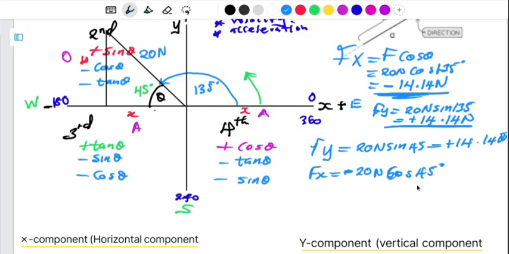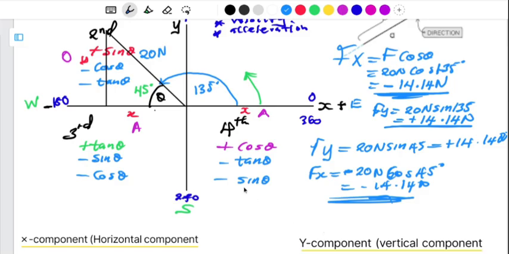Then 45. So let me just do the computation. We have negative 20, then cos 45. So I'm getting negative 14.14 newtons. So as you can see, they are just the same. What I can encourage you here is that the formulas depend on the description of the question, whether the angle is the actual angle, or the angle is the difference angle.